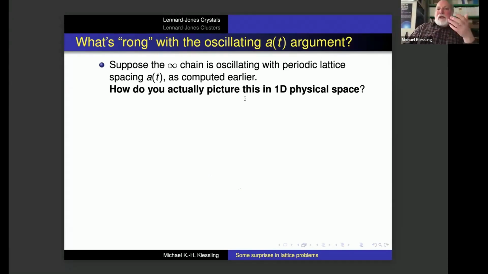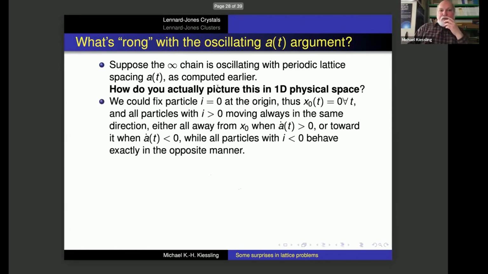So here you already see that it has to be this A of t argument. How would you now actually picture this in one-dimensional physical space, that you have a chain oscillating with the A of t that is periodic? You could fix a particle, let's say pick one I, say I equals 0, and say x sub I is the origin, fix it there. That's what this means: x0 of t is 0 for all time.